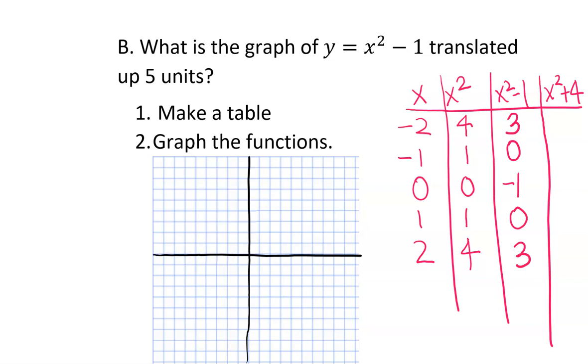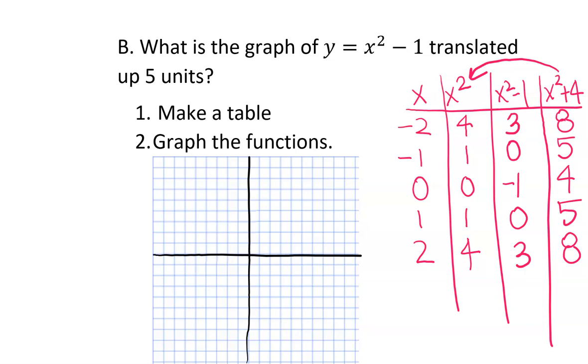And then when we take those values and we add 4 to them, we have to go back to our x squared column and add 4. So I'm looking at this column right here. So now that we have x squared plus 4, we go to our x squared column and we add 4 to it. So 4 plus 4 would give you 8. 1 plus 4 gives you 5. 0 plus 4 gives you 4. 1 plus 4 gives you 5. And 4 plus 4 gives you 8 again. So now we plot all of these ordered pairs and then go from there.